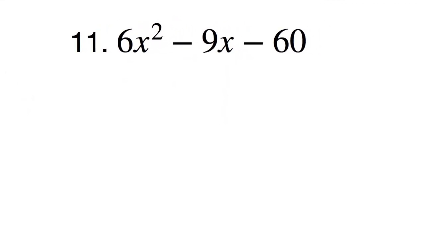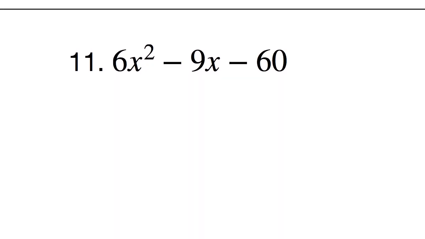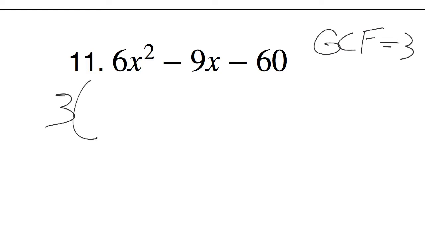Alright, check this out. Wait a minute, I see a greatest common factor. The greatest common factor between all three of these terms is going to be 3. So let's factor that out first. 3. See, 3 times what is 6x squared? That's 2x squared. 3 times what is 9x? That's going to be 3x. And 3 times what is 60? That's going to be 20.